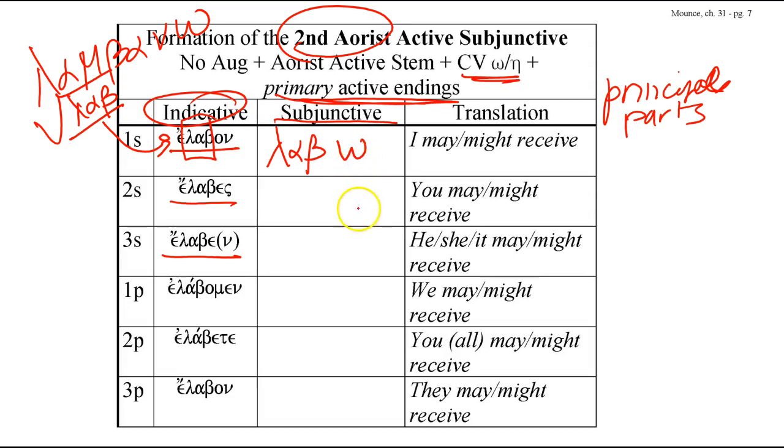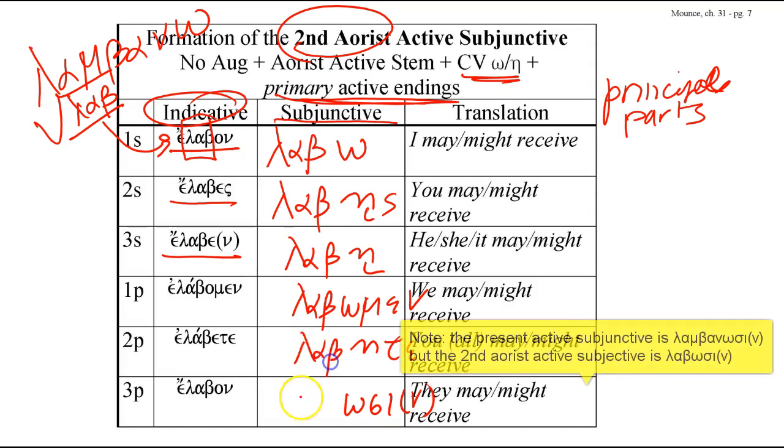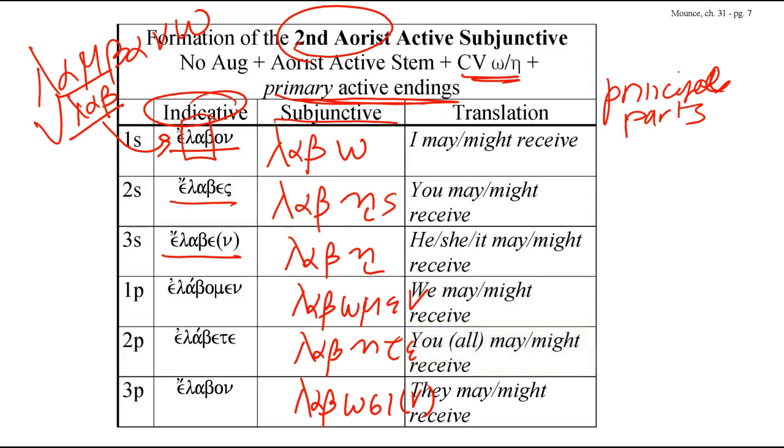If I were to just write this out, it's o, eis, e, omen, ete, osin. And what I'm doing is I'm writing the second aorist stem or the verbal root all the way down the line, and that's my second aorist form. I don't need to add an augment. And so how do I say I might receive, you might receive, he, she, it might receive, etc.? Let's say the forms. Ready? 1, 2, 3. Labo, labes, labe, labomen, labete, labosin.